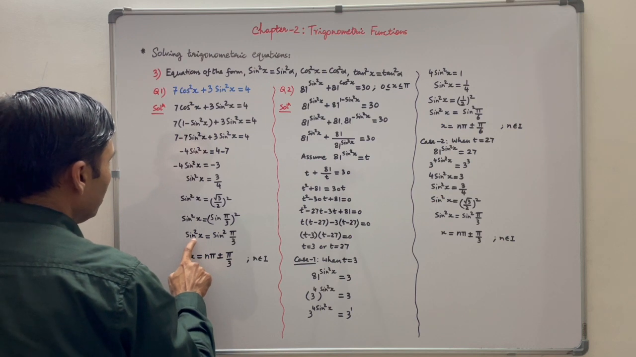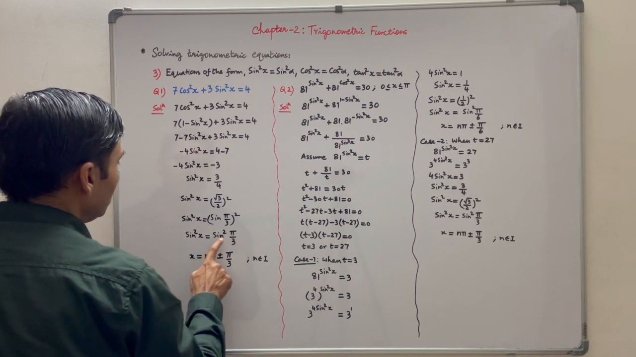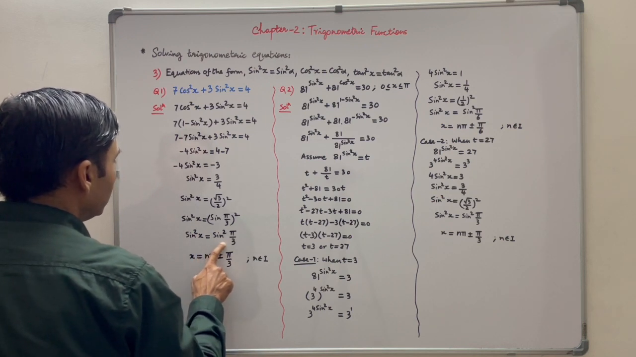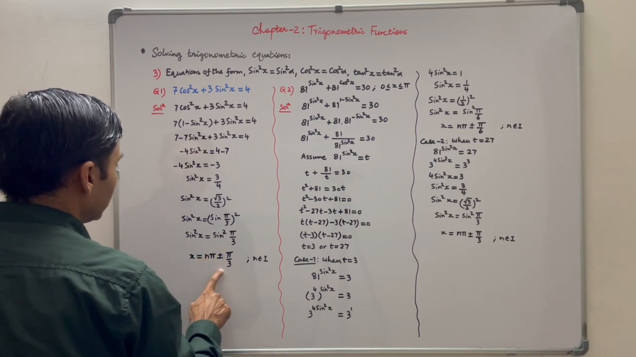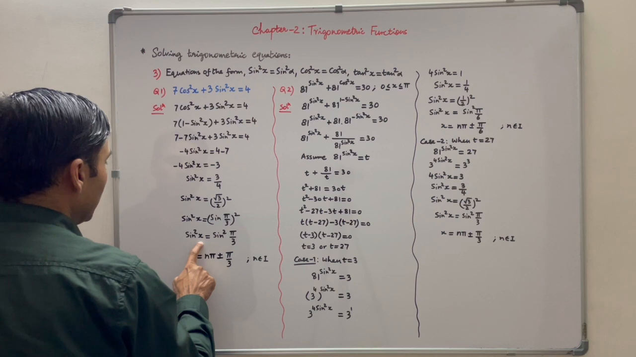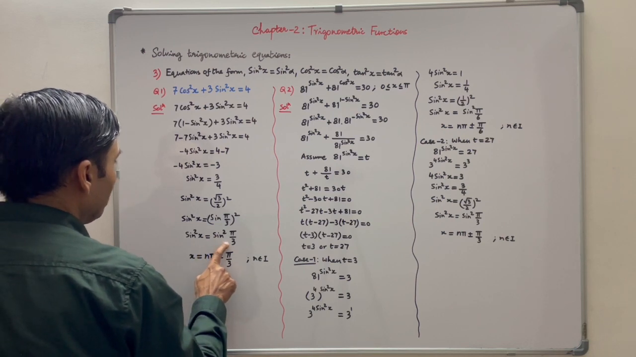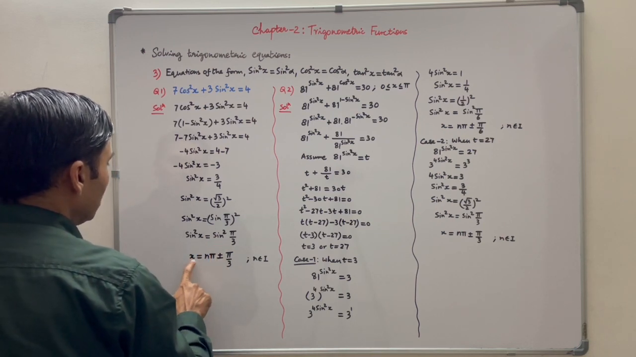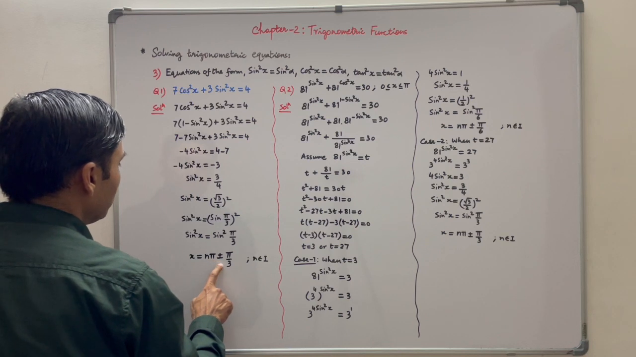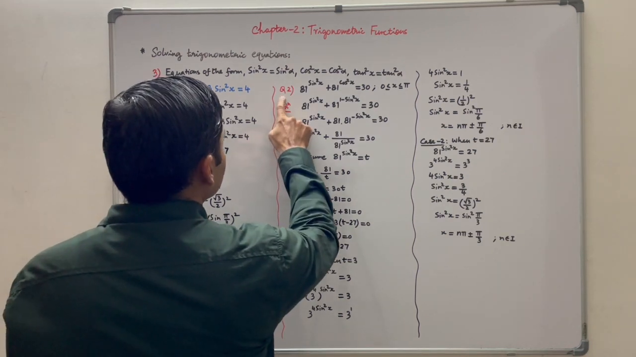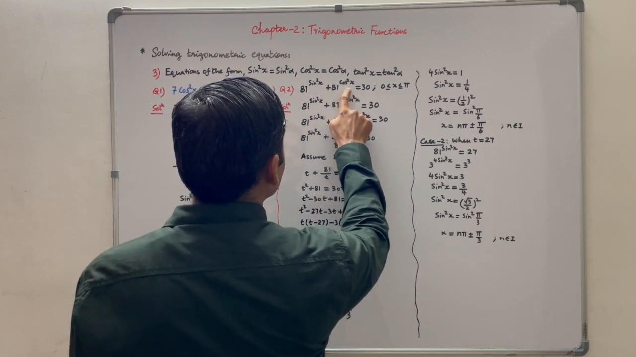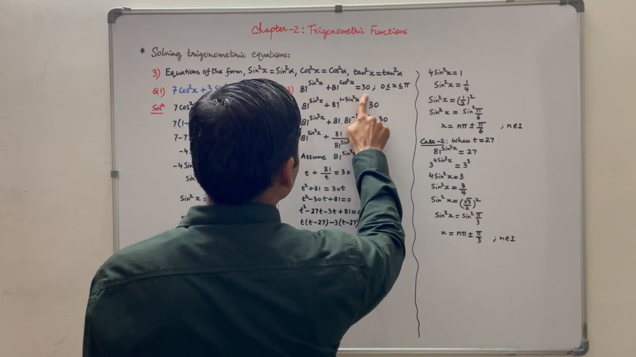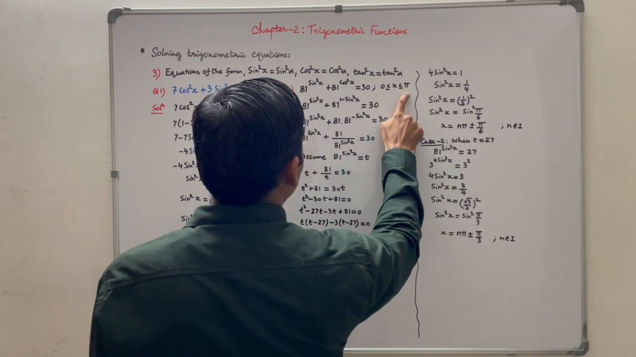Now it is in the form sine square theta is equal to sine square alpha, and the general solution is given by theta is equal to n pi plus minus alpha. Here theta is equal to x and alpha is equal to pi by 3. So x is equal to n pi plus minus pi by 3. Second question, 81 to power sine square x plus 81 to power cos square x is equal to 30. x lies between 0 to pi.